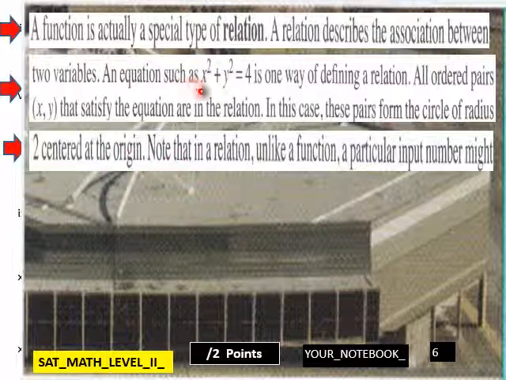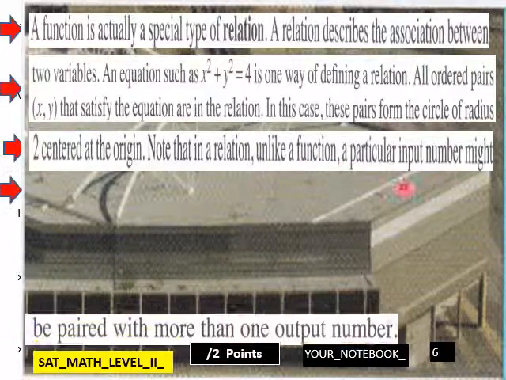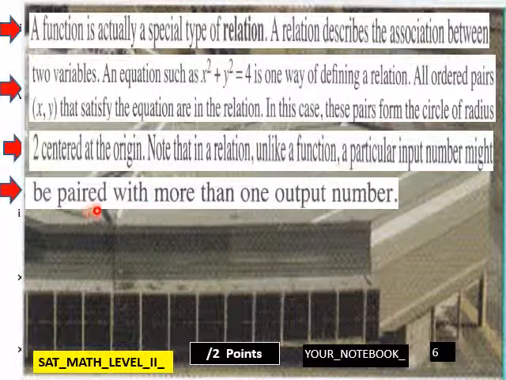So this is an equation of a circle. Note that in a relation, unlike a function, a particular input number might be paired with more than one output number.